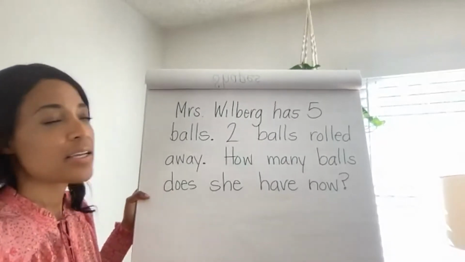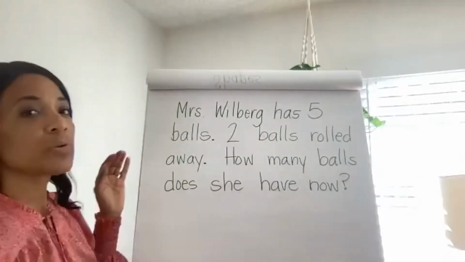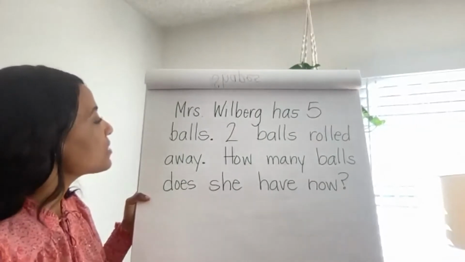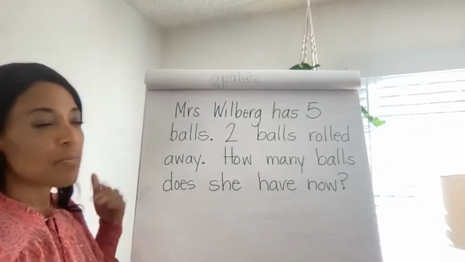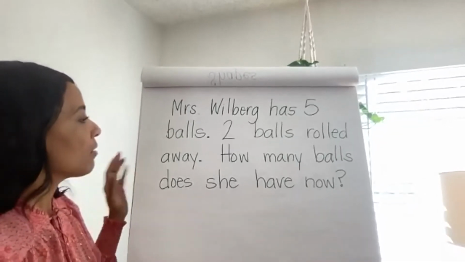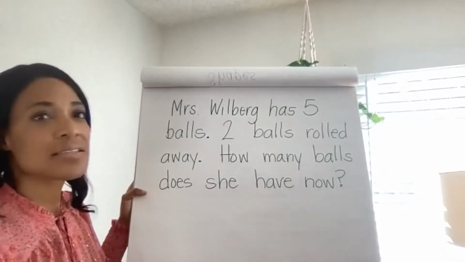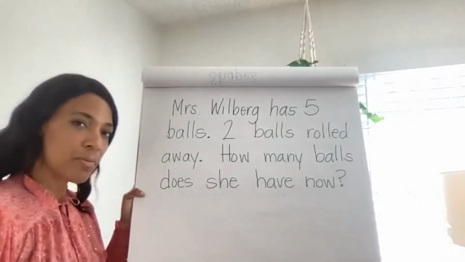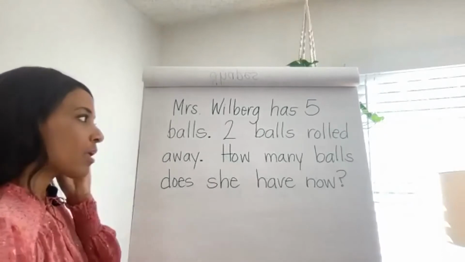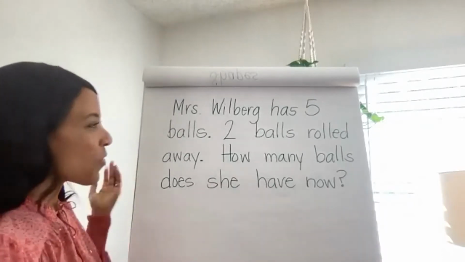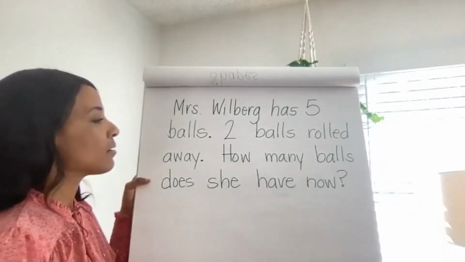So I might ask the kids, who's the character? Mrs. Wilberg. What does Mrs. Wilberg have? She has some balls. And what's happening to the balls? 2 of the balls are rolling away. So I might ask something like, is she going to have more balls at the end of the story or less balls at the end of the story? And they'll say less, and I'll say why. They'll say because some rolled away.